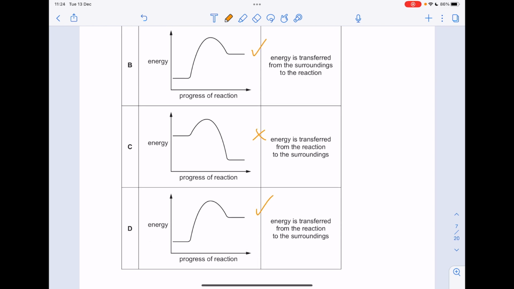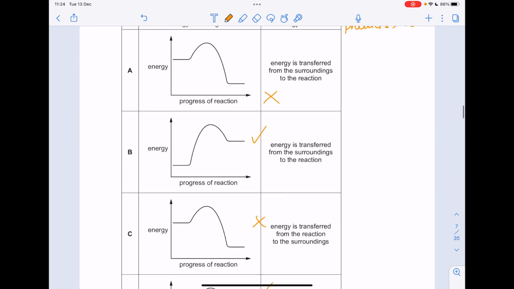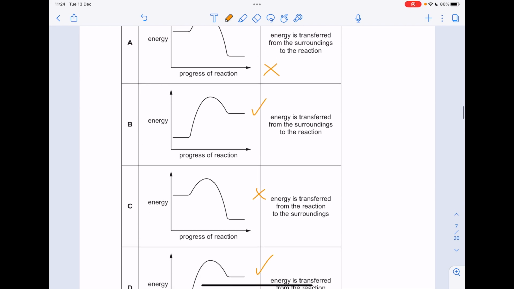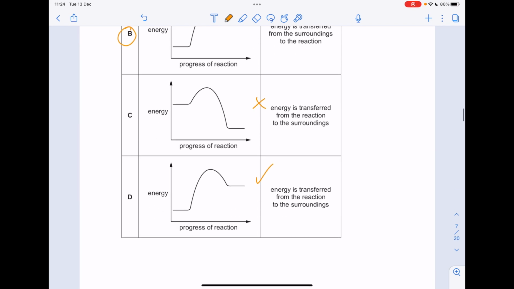So now we need to pick between B and C. Remember, with endothermic reactions, energy is transferred from the surroundings to the reaction. It is not transferred from the reaction to the surroundings.